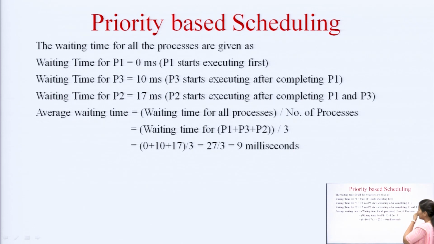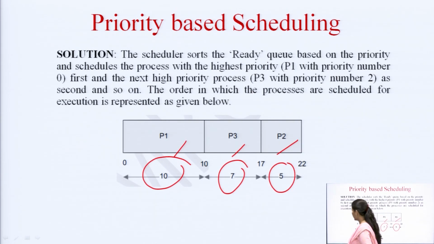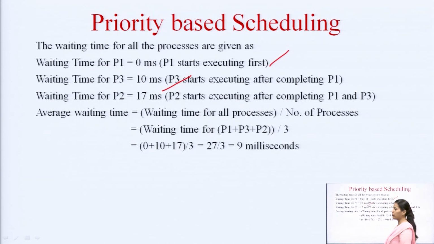So, the waiting time of P1 is 0 milliseconds, P3 is 10 milliseconds and P2 becomes the addition of the execution times of both the processes, that is 10 plus 7. So, 17 milliseconds is the waiting time for P2. So, in this way the average waiting time can be calculated as 9 milliseconds.